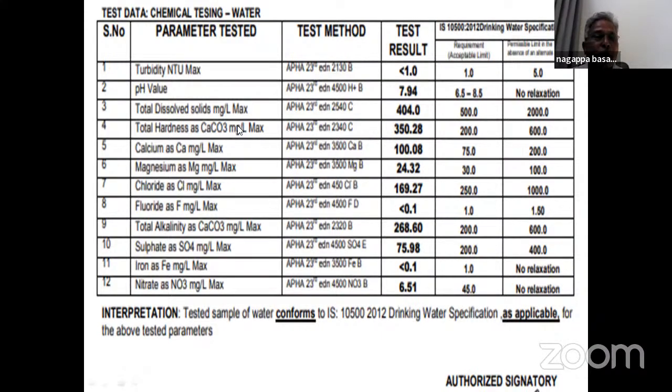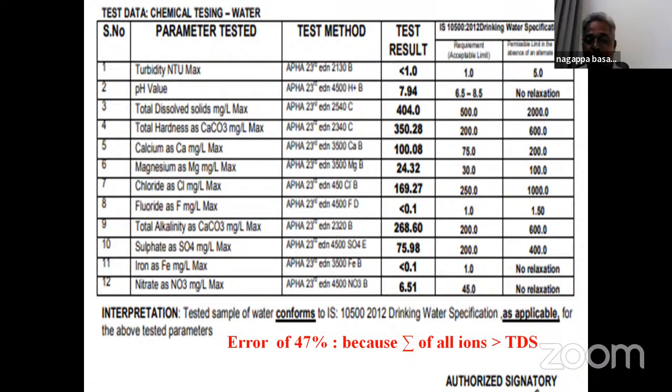Simple. I have already explained the 3 equations I have given. One is the summation of all the ions, which should be less than TDS. Now TDS is 404. Total hardness is 350. Chloride is 169. Add 350 and 169, and it is more than TDS. Hence, the report is not acceptable. It is a rejectable report.